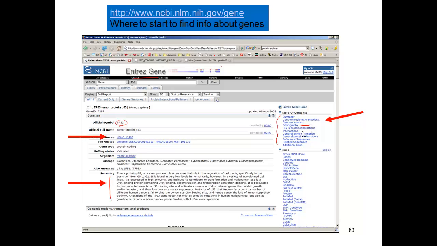page. Interacting proteins are listed. General gene information, which also has the function, is listed in a separate section. We have the reference sequences to links to the RNA and protein sequence, and then links to many other websites, all containing information about a specific gene.